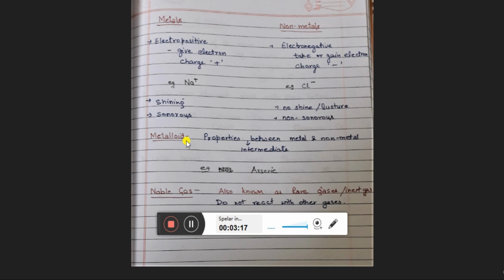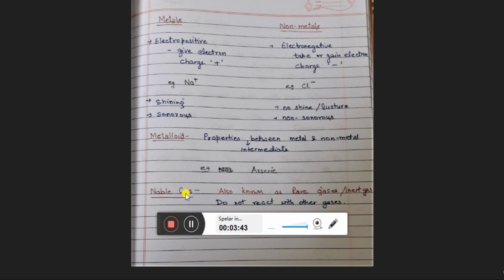The third category is the metalloids. What are they? Their properties are intermediate between metals and non-metals. Sometimes they behave like metals and sometimes like non-metals, just like arsenic, antimony, germanium, bismuth, etc.